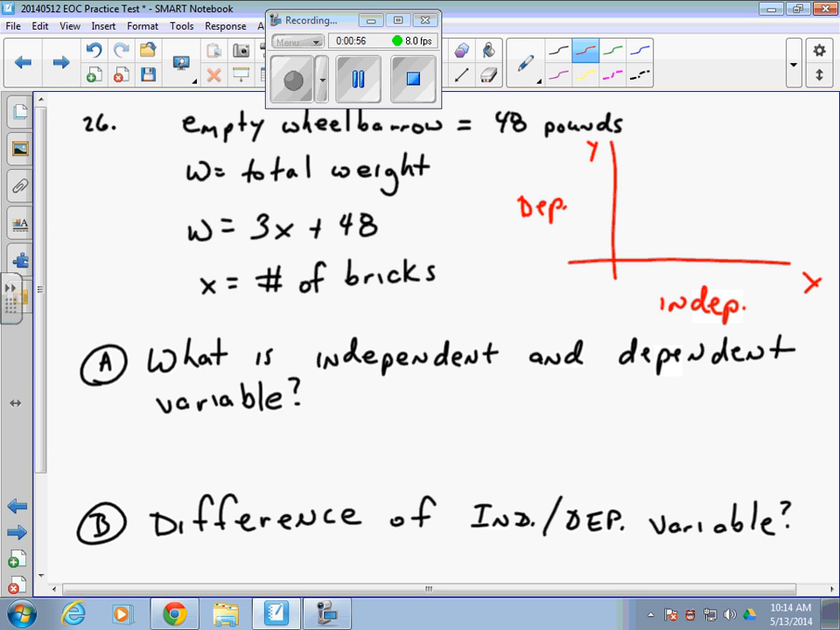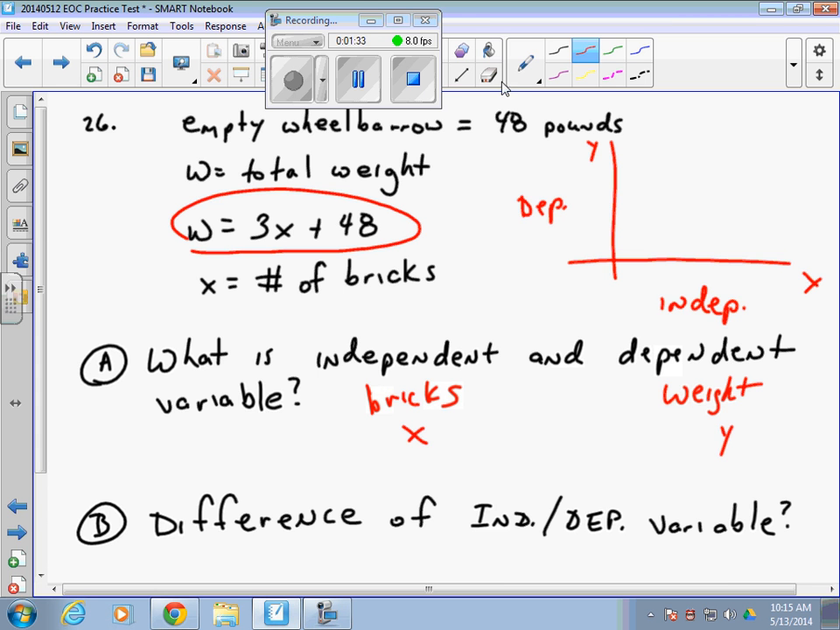Another way to think about this is, the more bricks we put in, according to this, if we put only one brick in, it's going to be 3 plus 48. If we put 10 bricks in, it's going to be 3 times 10 plus 48. So the y depends on how many bricks there are, how many x's there are. So what is the independent and what is the dependent? The independent is the amount of bricks, or the x variable. The dependent is the weight, or the y variable.